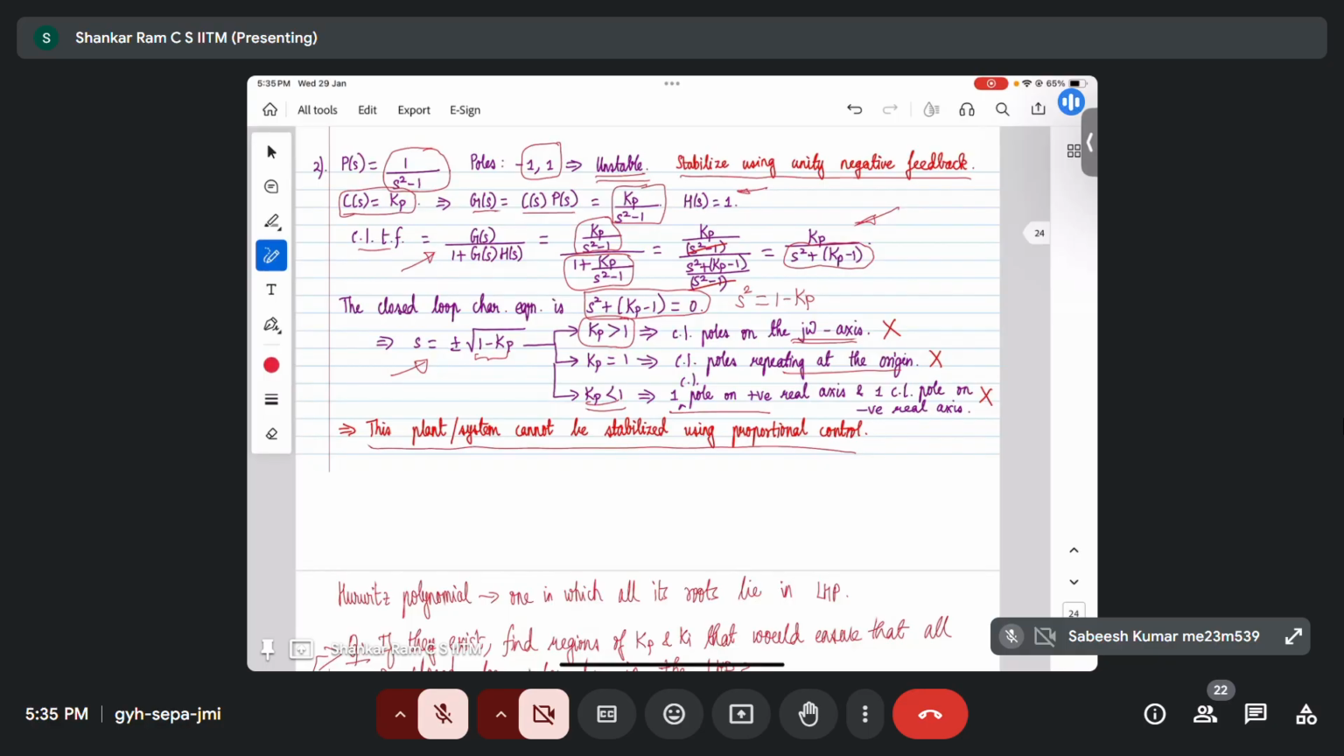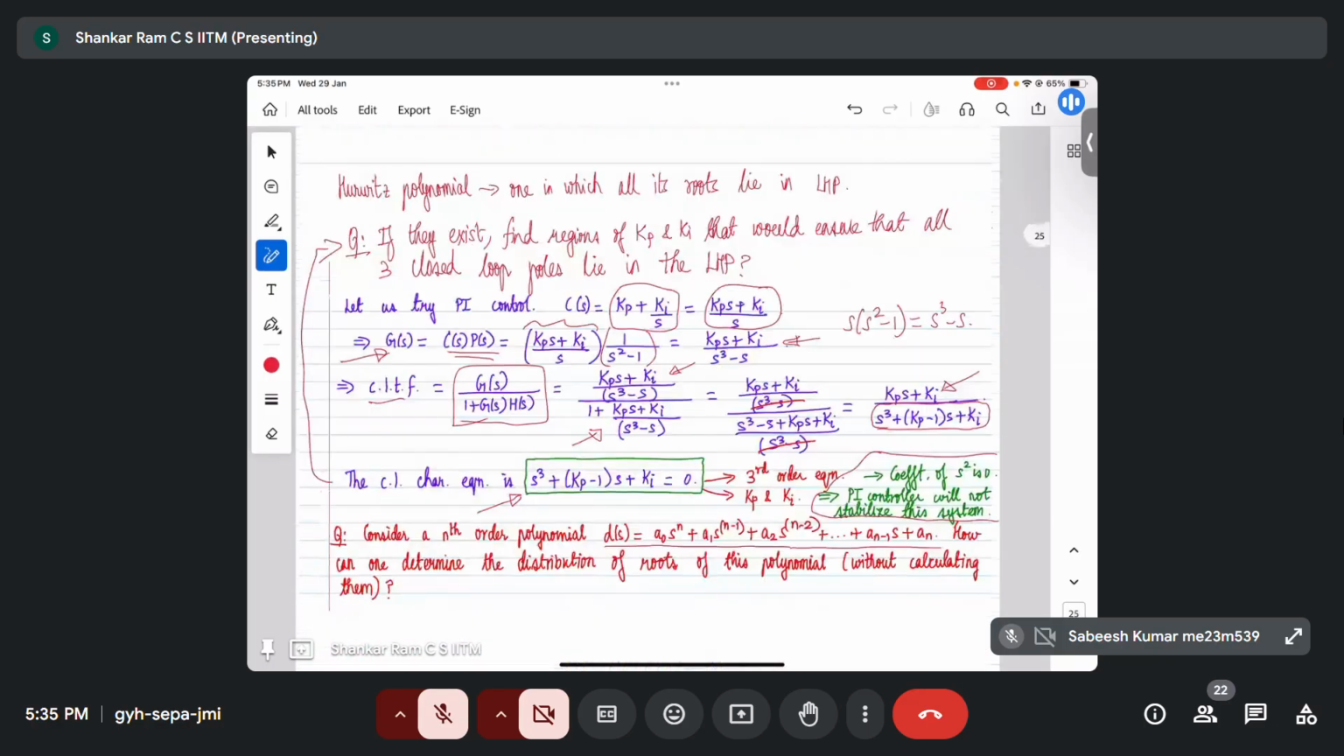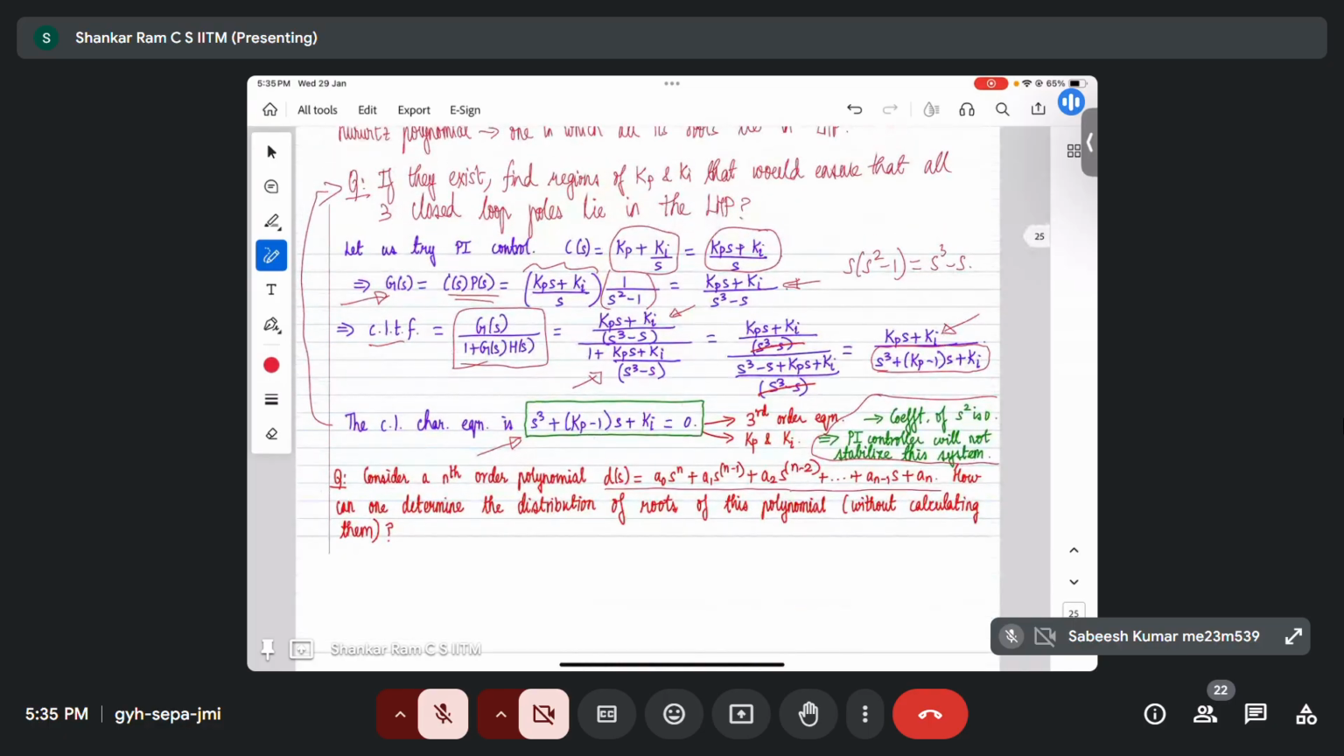The first example, n was 1. Okay, so we consider any nth order polynomial d of x, which is of this structure. The question is, how can one determine the distribution of roots of this polynomial without actually calculating them? So this is a very interesting problem, right?